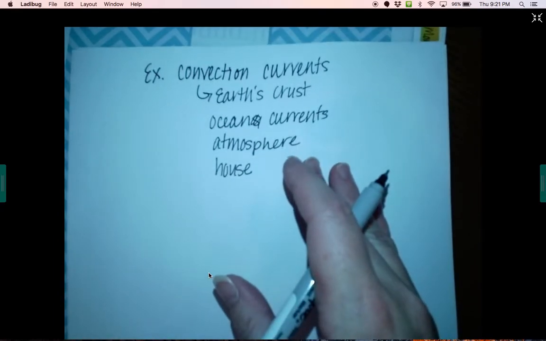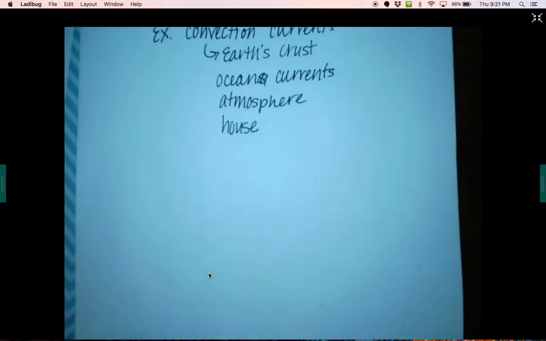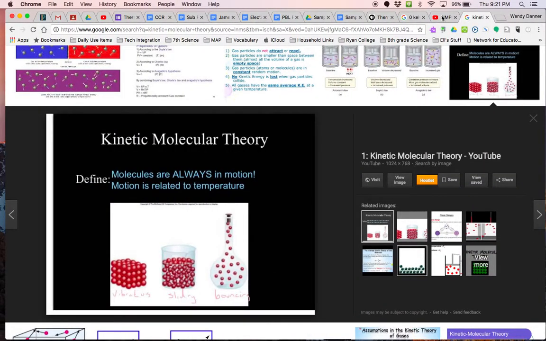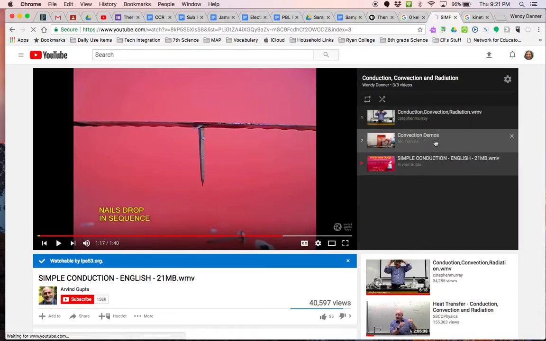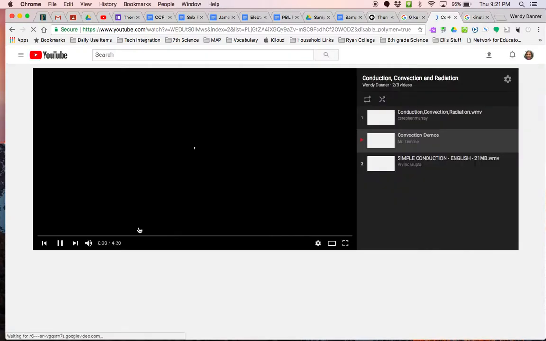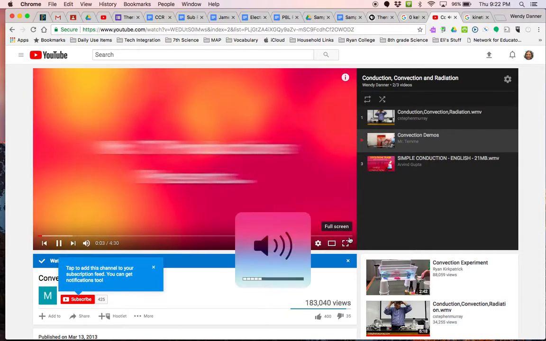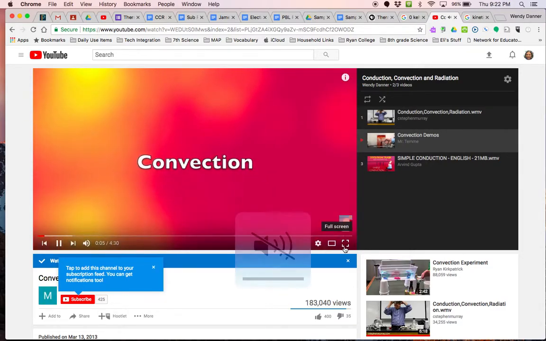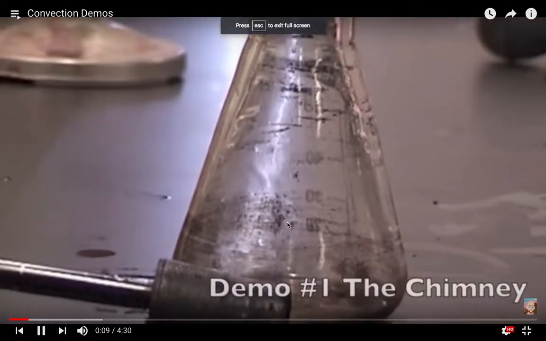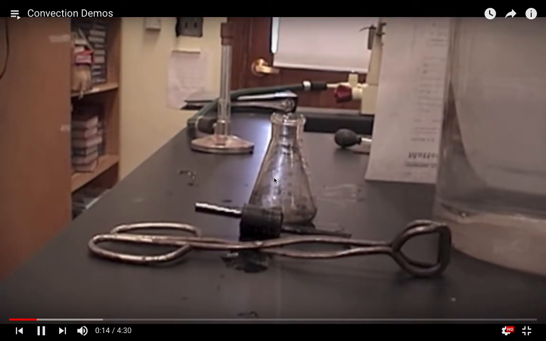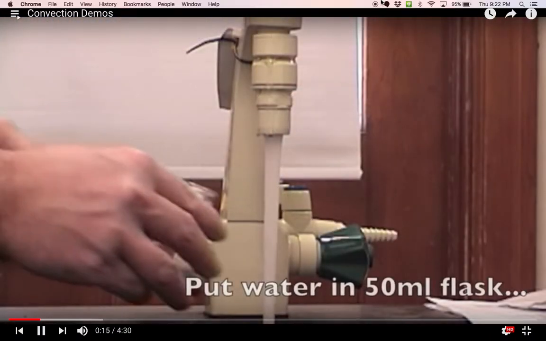Okay, so convection. Let me show you this. I'm going to turn the sound off because it doesn't matter, and I'm going to speed this up. Actually, I'll just let it play. I hope this is recording.